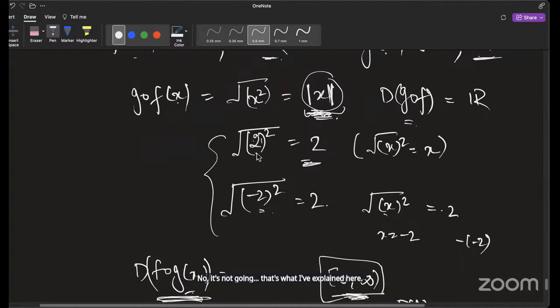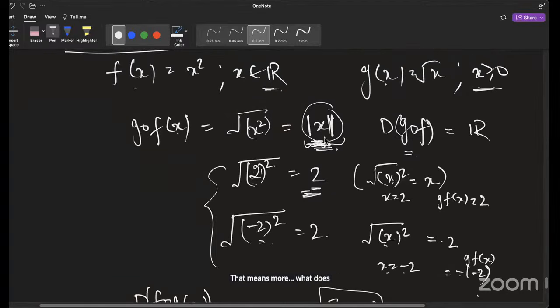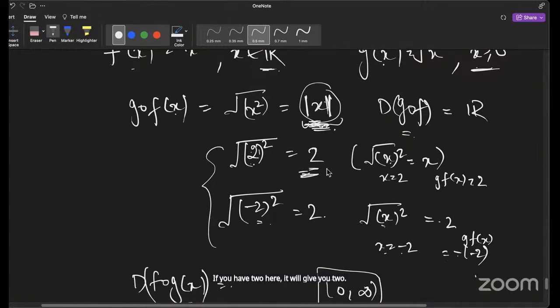You take 2 here, the square and square root will give you 2. That means 2 squared, your x is 2, and the result that you get, g of f of x, is 2. But here if you take x equals minus 2, the g of f of x you get is 2. What does mod do? If you have 2 here, it will give you 2. If you have minus 2 here, it will give you plus 2. That's what this function is doing, right?